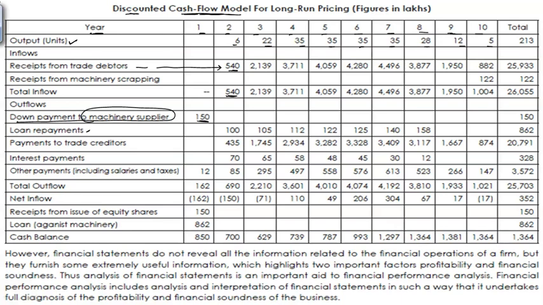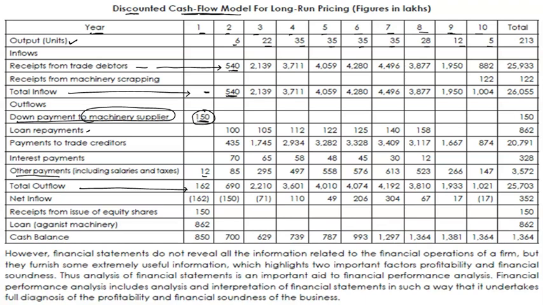Apart from that, we are talking about the outflows, other payments which you have made in the form of salaries or taxes, that is 12. Total outflow is 162, and total inflow was nothing, because we have just made our set. In spite of that, we have made the payment to the machinery supplier.